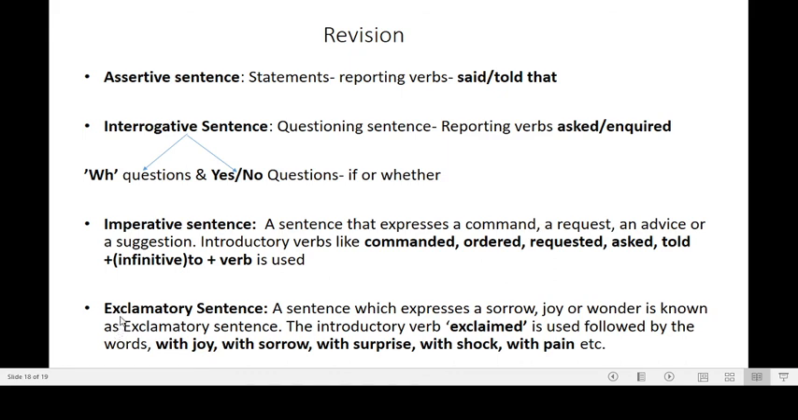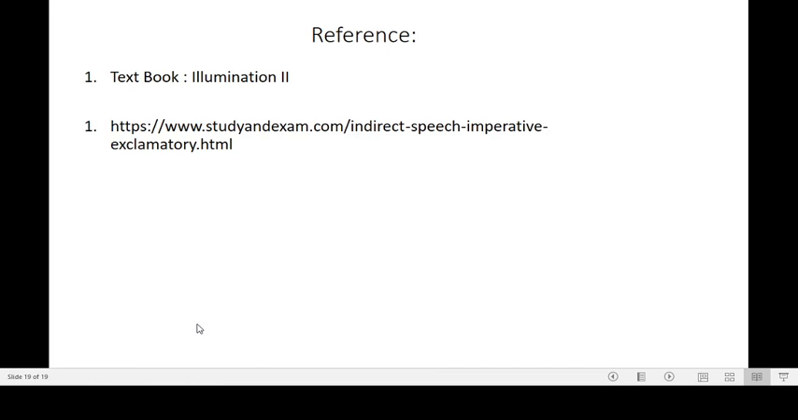The other type of sentence that we discussed was the exclamatory sentence. Exclamatory sentences are sentences which express sorrow, joy or wonder, and with such sentences, while changing them into reported speech, we should use the reporting verb exclaimed with joy, or with sorrow, with surprise, with shock, with pain, followed by that. So an example can be, he exclaimed with joy that she had passed the exam, or she had won the match, like that. Thank you.